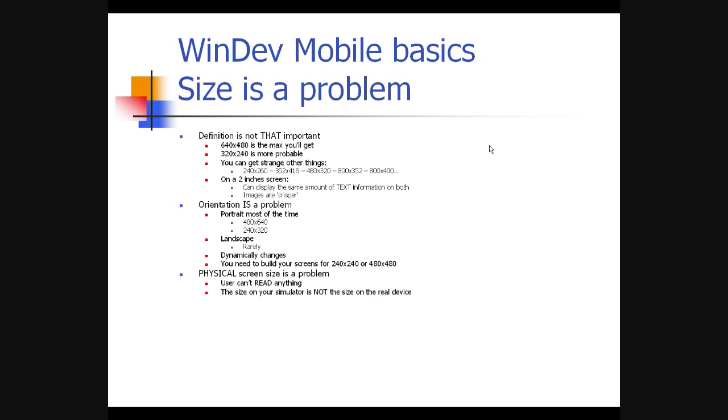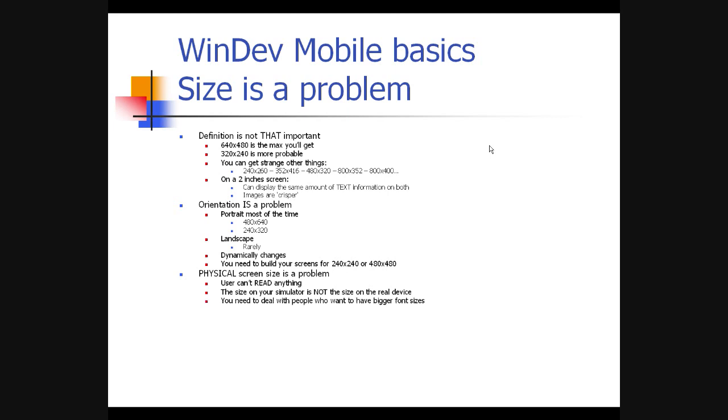Remember also that the size of the screen on your simulator is not the size on the real device. Yes, the definition is the same, but on your device it's a 1.8 inch screen, and on your real screen perhaps it's 3 inches. So suddenly it's twice as big as it will be in real life. That's one of the reasons you cannot rely on the simulator to really test your software.